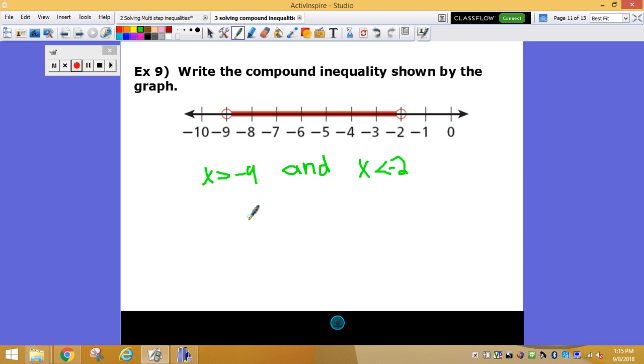Or if you wanted to write it the other way, your numbers are -9 and -2. Your inequalities always go like this, and just put your x in the middle. And again, neither inequality needs a line under it because your circles are open.